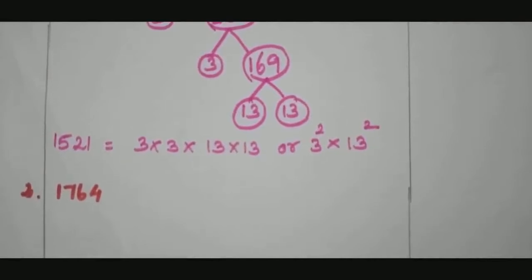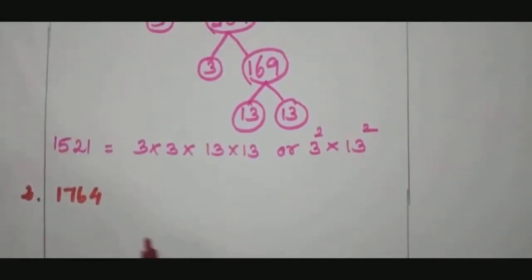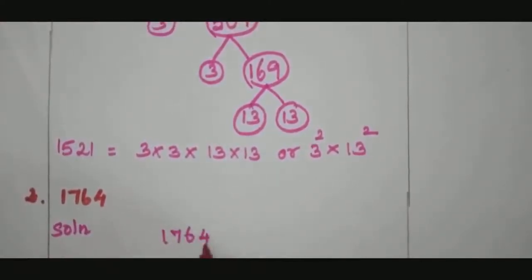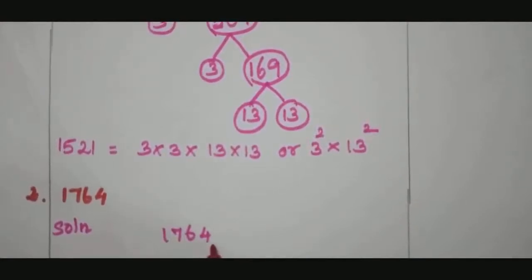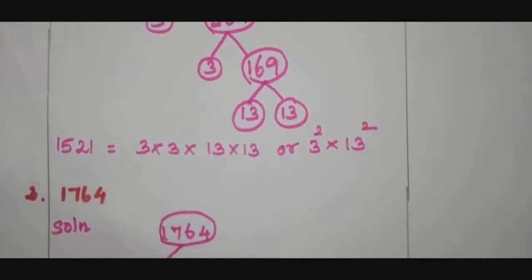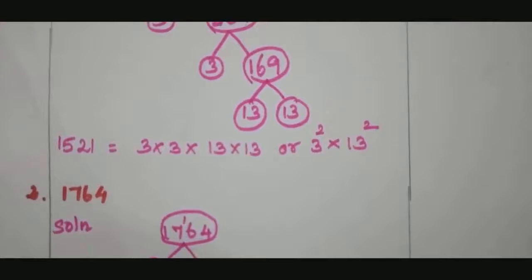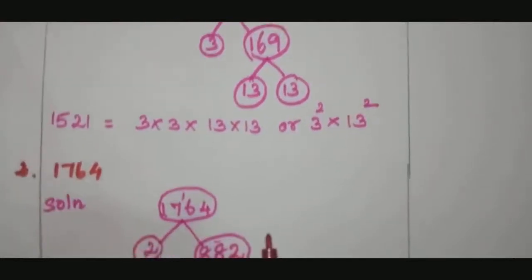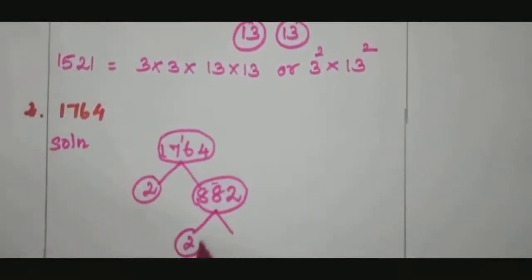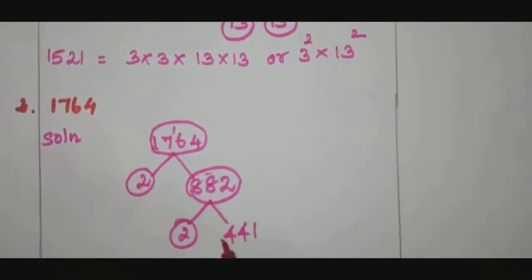1764. Here the ending digit of the number is 4. It is divisible by 2 tables. So let us start with 2 tables. 8 2s are 16. Remaining 1. Again 8 2s are 16. 2 2s are 4. Divide with 2 tables. 4 2s are 8. Again 4 2s are 8. 1 2 is 2.